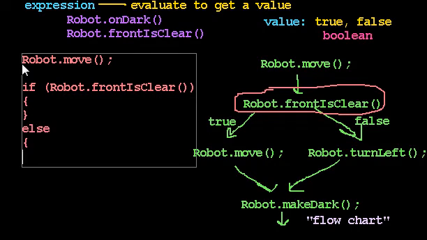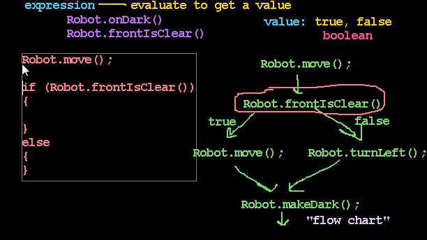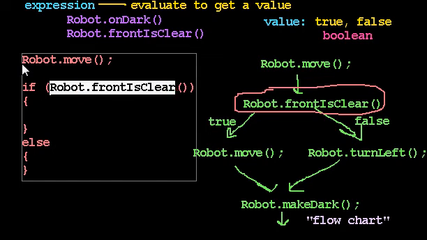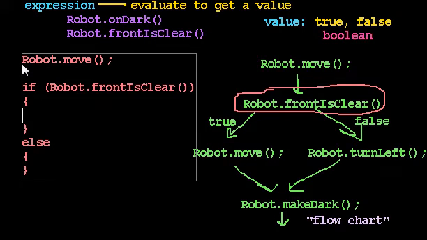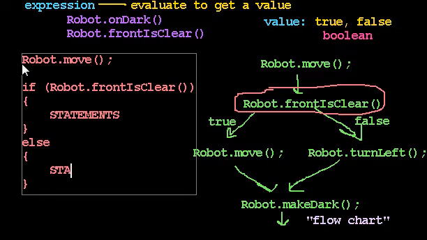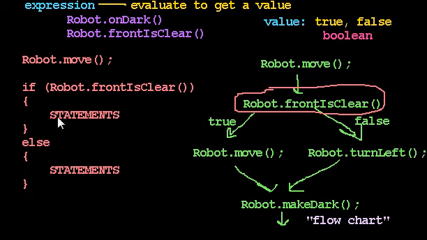And an if consists of two parts. Well, three, I guess, because we have the test condition up here, and then we're going to have some statements, and there could be several statements in a block surrounded by braces, else some statements. And the idea is that these first statements are executed if the front is clear. The second group of statements is executed only if the front is not clear.